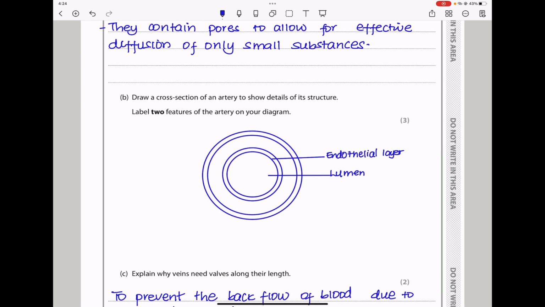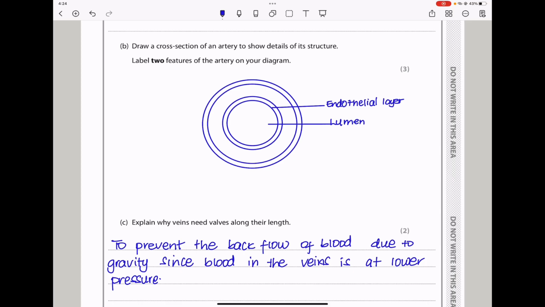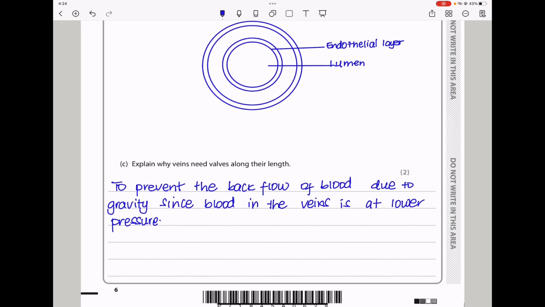Next they say, draw a cross-section of an artery to show the details of its structure. Label two features of the artery on your diagram. So here I labeled the lumen as well as the endothelial layer. Of course, we have the inner layer as well as the outer. So if you could draw it and label two parts like I did, you would get 3 marks that were awarded.